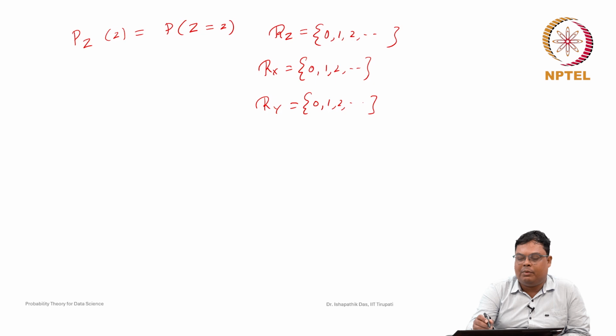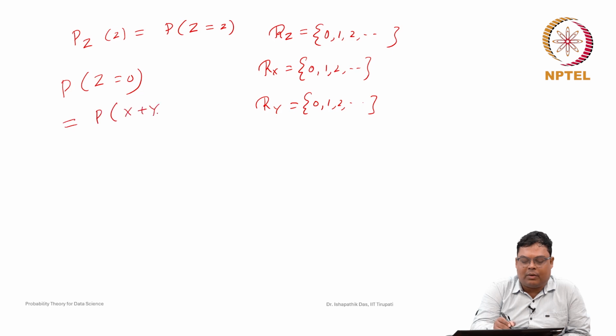So, now what is the probability that Z is equal to 0? This probability is nothing but the probability that X plus Y will be 0, because Z is equal to X plus Y. The minimum value X can take is 0, so X plus Y equal to 0 is only possible when X is equal to 0 and Y is equal to 0. Because they are independent random variables, we can multiply.